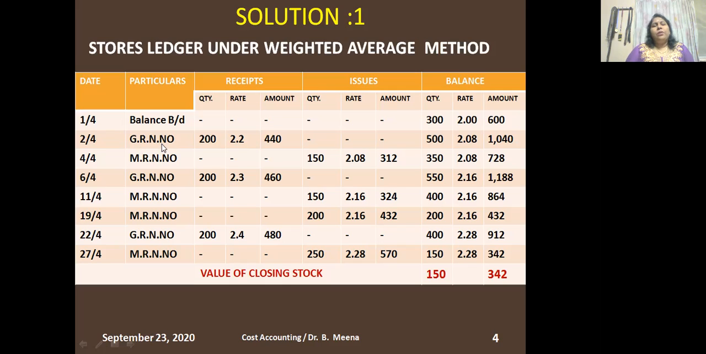The expansion for this abbreviation is goods received note number. 200 units and the value is given as 440. So I calculate the value rate. How did I calculate it? 440 amount divided by the quantity 200, I'll get this rate 2.2.